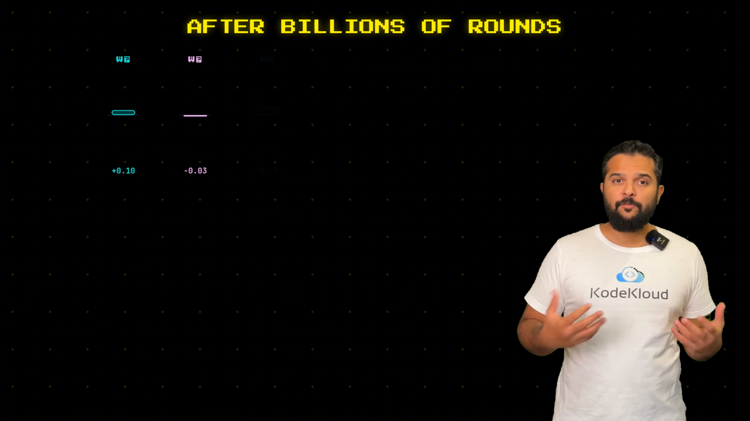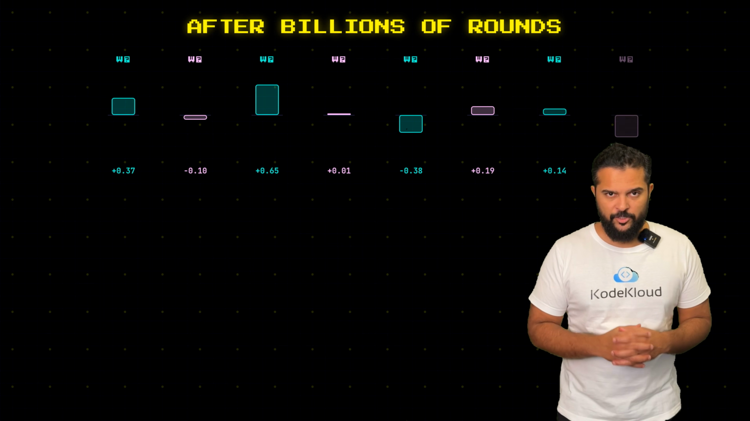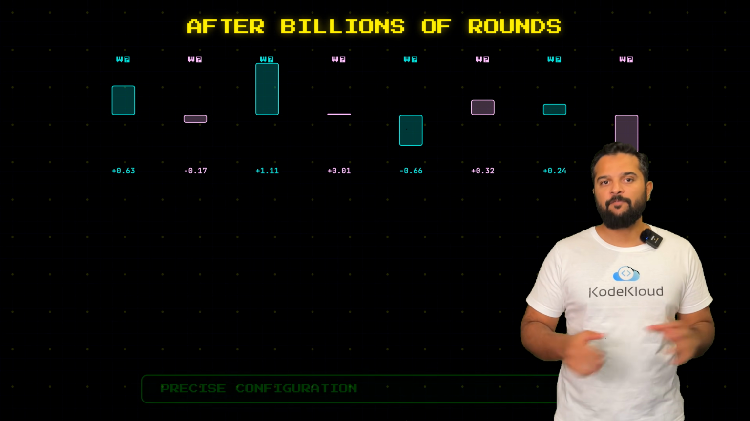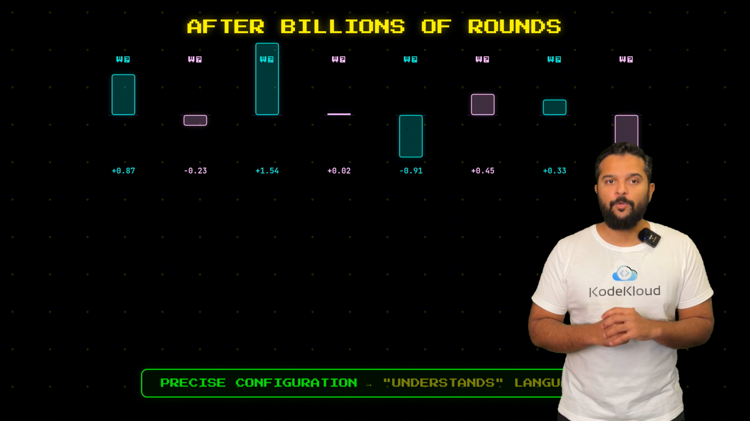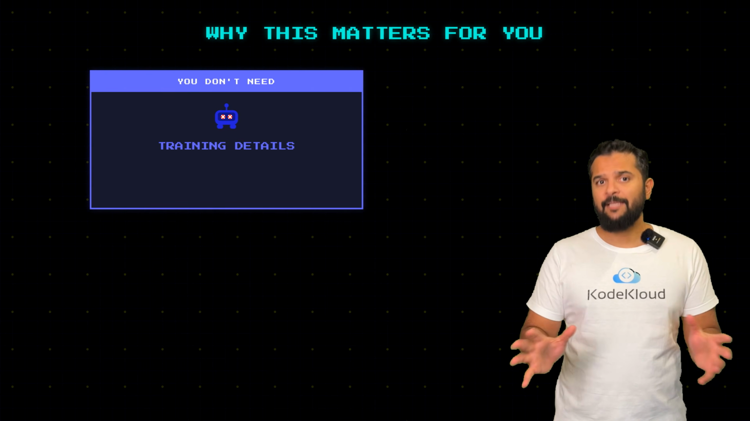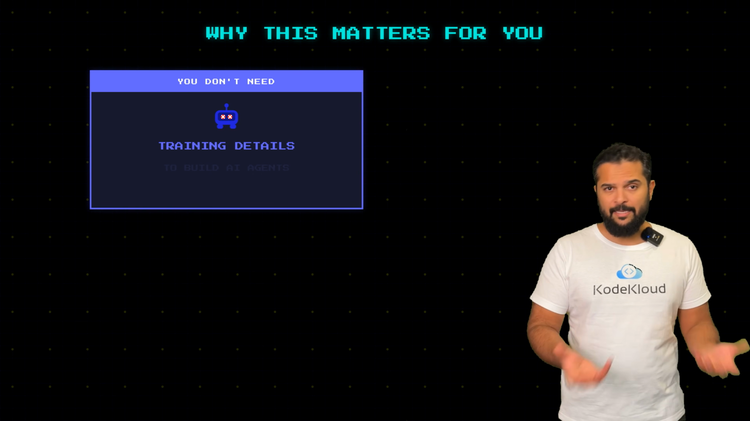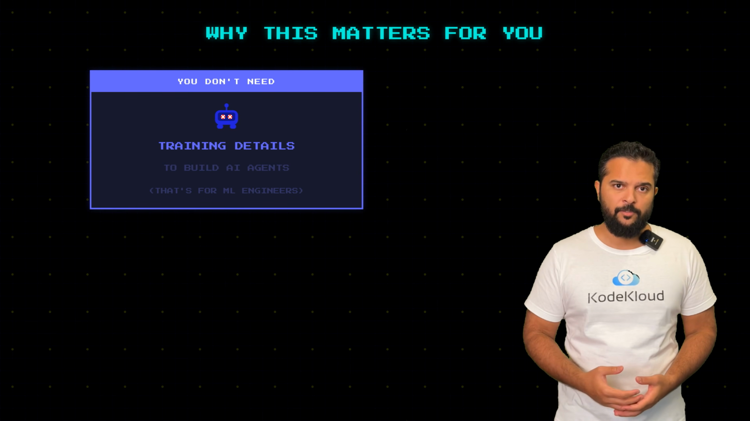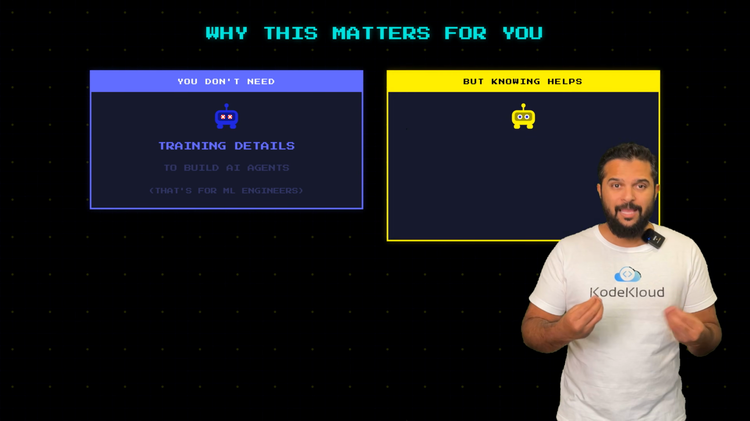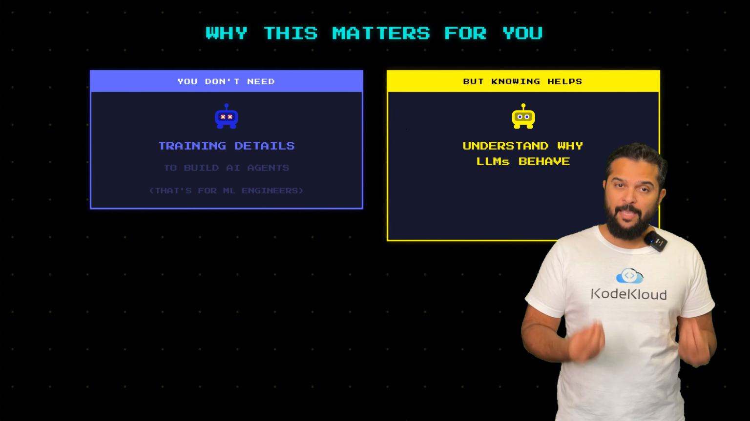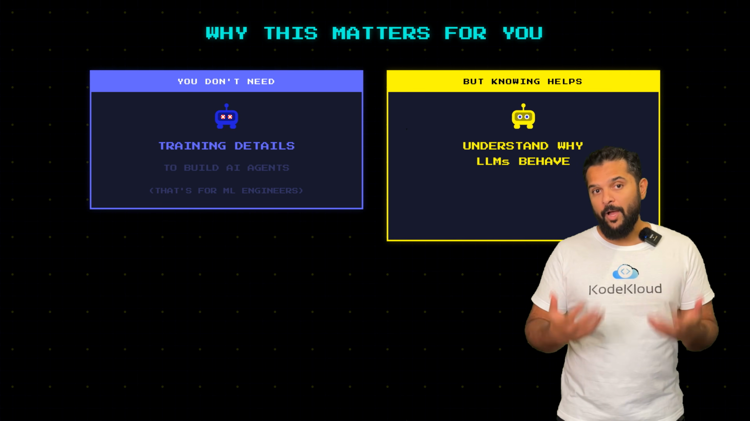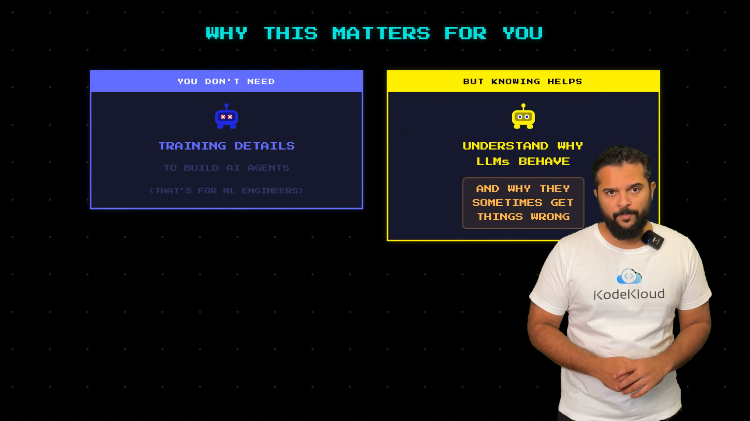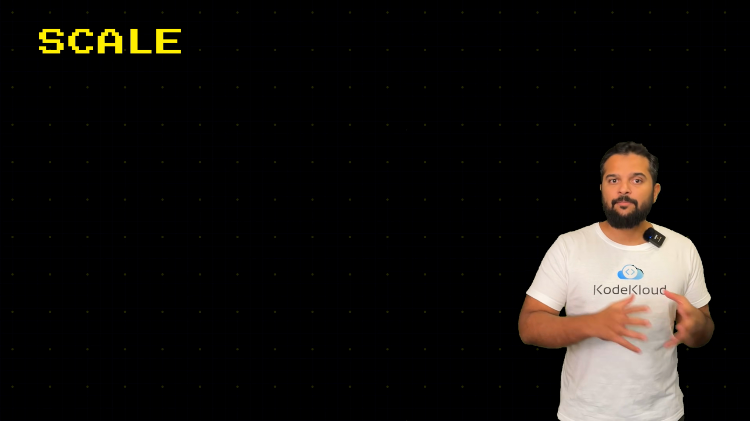And after billions of rounds, those random numbers have been shaped into an incredibly precise configuration that understands language. Again, you don't need to understand training in detail to build AI agents. That's the job of machine learning engineers who create these models. But knowing how it works helps you understand why LLMs behave the way they do and why they sometimes get things wrong. Now, to give you a sense of scale, look at how quickly these models grew.